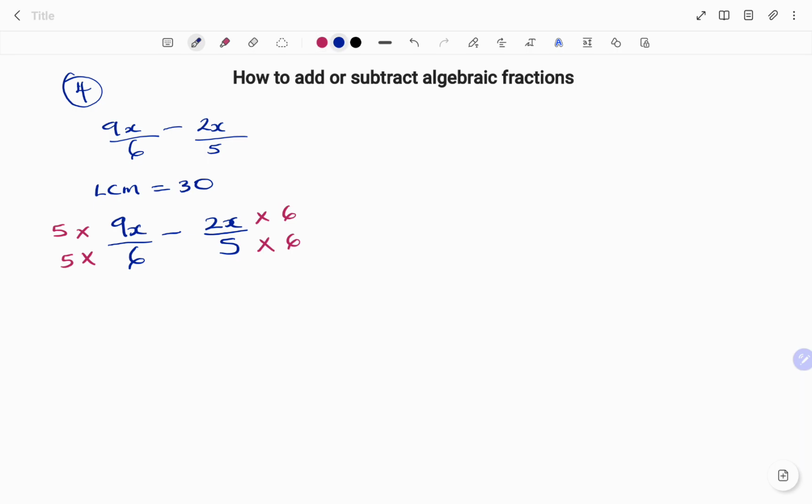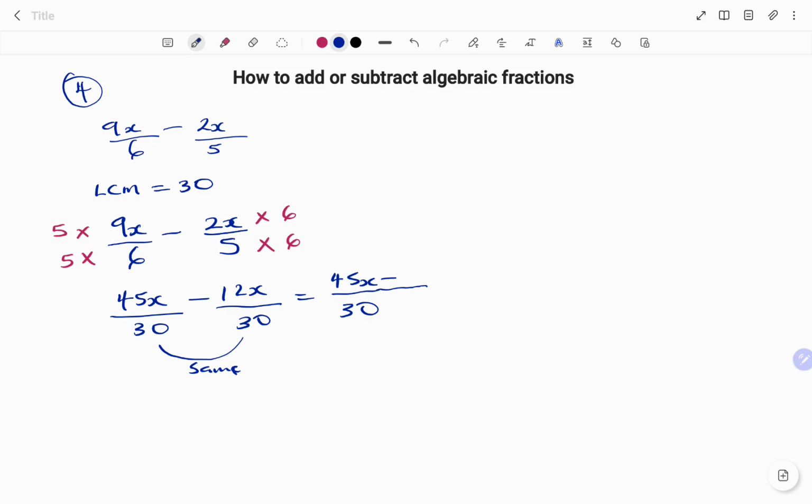Our new fraction will now be 9 times 5, that is 45x over 30, minus 2x times 6, that's 12x, over 5 times 6, 30. The denominators are the same, so I'm going to put my fraction over the same denominator, and then I subtract my numerators. I'm going to extend my fraction bar. 45x minus 12x will give you 33x over 30. I can simplify by dividing both the numerator and the denominator by 3.